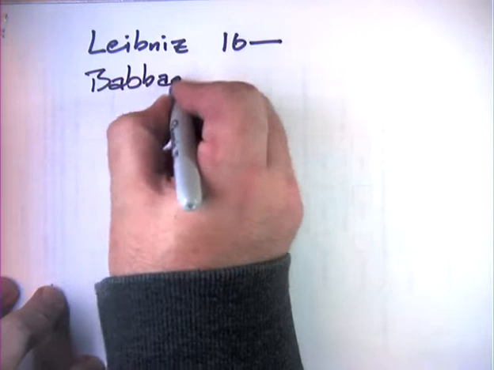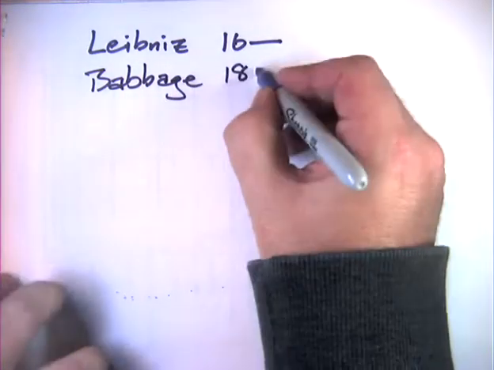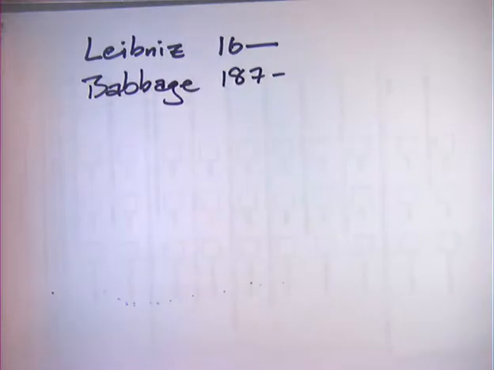Then sort of the next stage is in the 1860s, 1870s, Charles Babbage built something called the difference engine. This is not in any way the first mechanical computing device, but it was one of the more sophisticated ones. And he drew up plans for something called the analytical engine, which he envisioned as a universal computing machine.